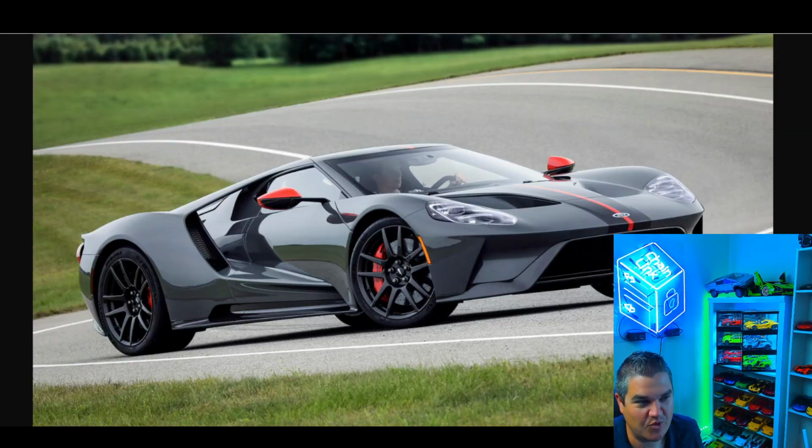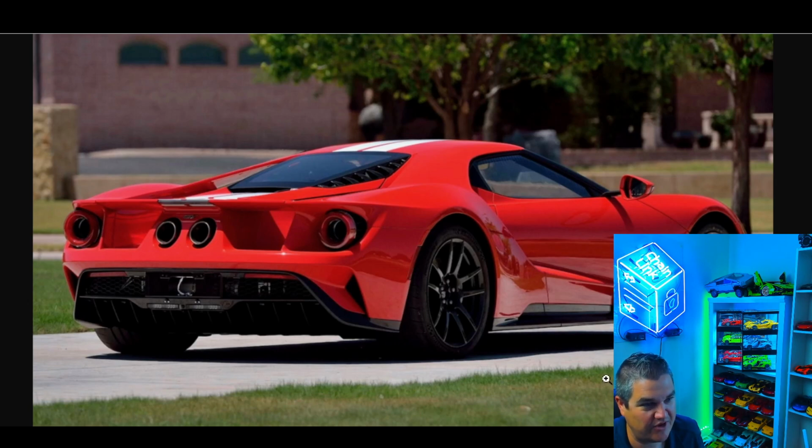Car of the day, Ford GT, the new one. That's the best thing Ford's ever designed, bar none, in my opinion. Coolest looking supercar ever. Great job all around. The front, the rear, the sides, the doors, the suspension, everything is tip top.